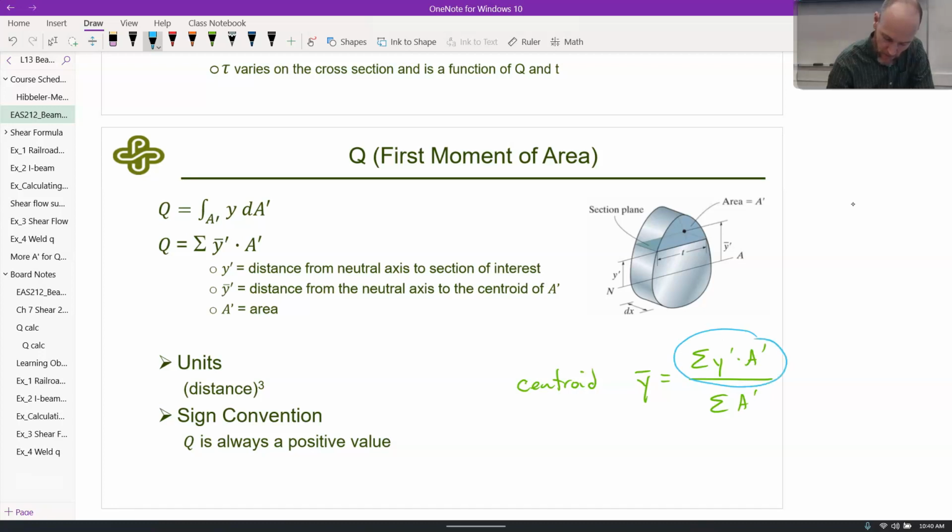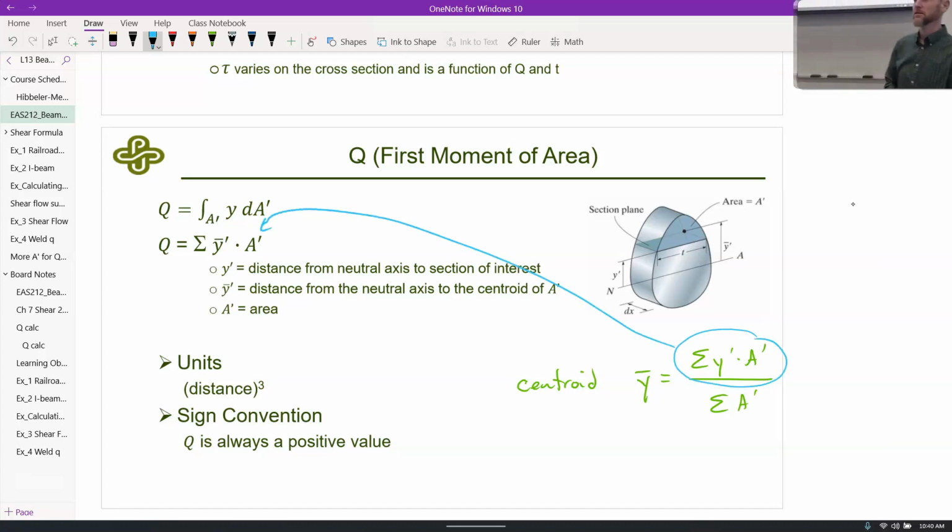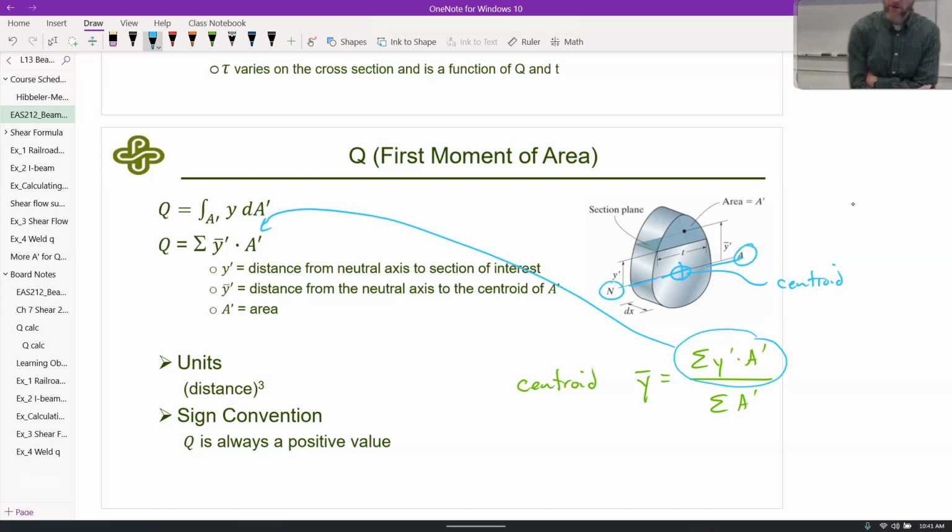So this numerator is what Q is. Not dividing by a summation of area, but it's very similar. That numerator we use to calculate centroid is the first moment of area. When we're calculating Q, we have already calculated the centroid, so we know the centroid location. That centroid location defines the neutral axis. So the y terms that come into that equation are the distance from the neutral axis, the distance from the centroid, to the location.